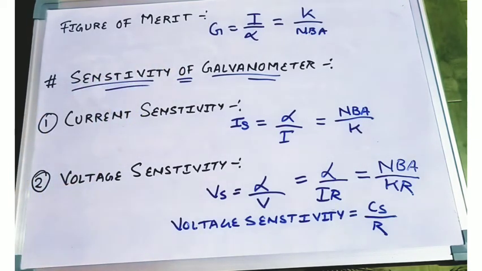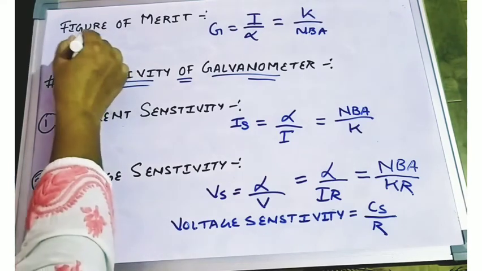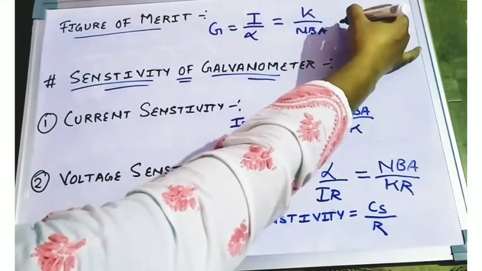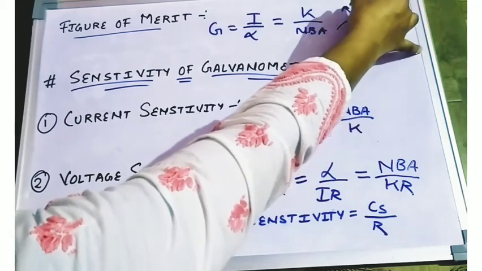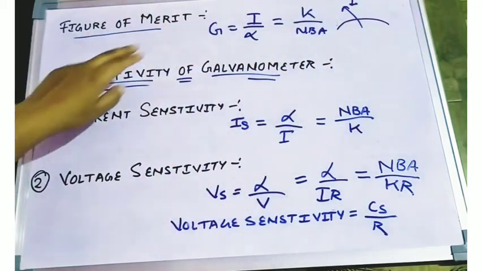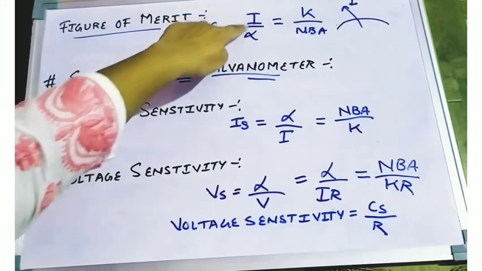It is denoted by G. We have already discussed what that G is. G is nothing but the galvanometer constant, and it is also called the current reduction factor of the galvanometer. So what is this figure of merit? Figure of merit is defined as the current which produces a deflection of one scale division in the galvanometer, that is I upon theta.